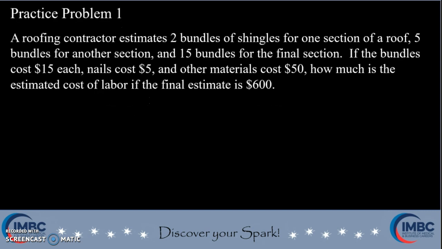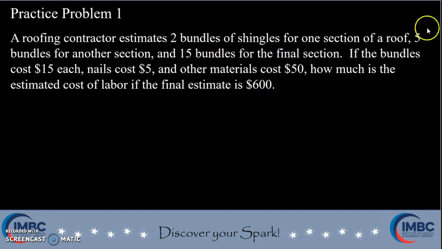Practice problem 1. A roofing contractor estimates 2 bundles of shingles for one section of a roof, 5 bundles for another section, and 15 bundles for the final section. If the bundles cost $15 each, nails cost $5, and other materials cost $50, how much is the estimated cost of labor if the final estimate is $600? So we have some different operations going on. First, we have different bundles. We're going to add those up. After we add them up, we're going to need to multiply them by the $15. Then we're going to have to also add to that the nail cost and the material cost. So let's start there.